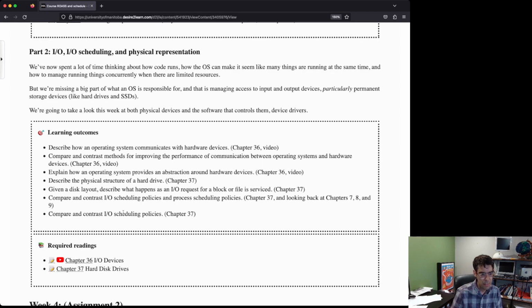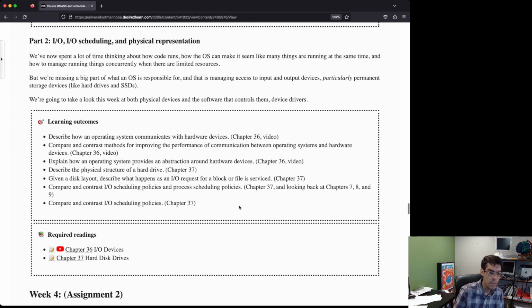Compare and contrast I/O scheduling policies and process scheduling policies. We're going to look at these in conjunction. To spoil this a little bit, you're going to see that some of the unrealistic assumptions that were made for process or task scheduling policies are not unrealistic assumptions to make for I/O scheduling policies. We'll get a sense of what that means when we talk about this in class.